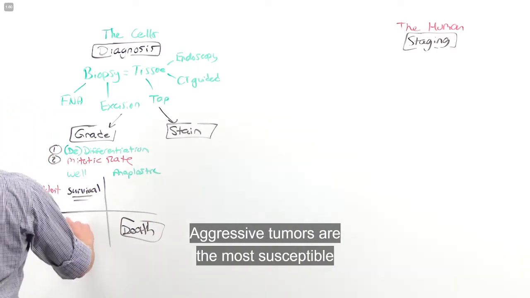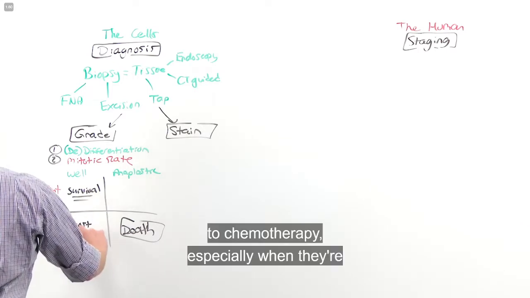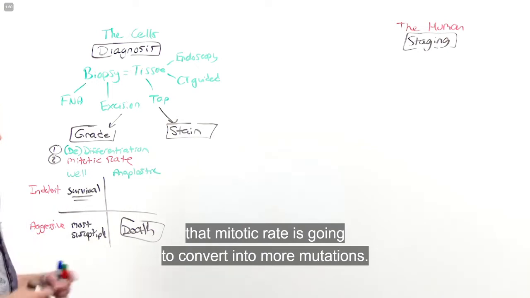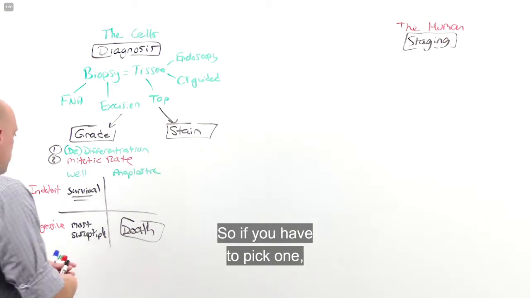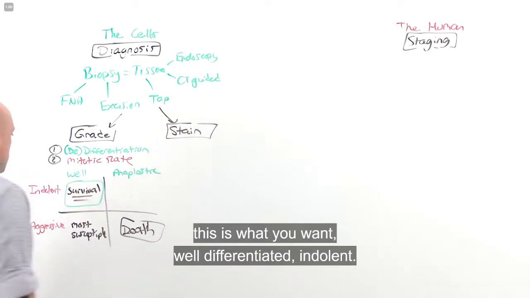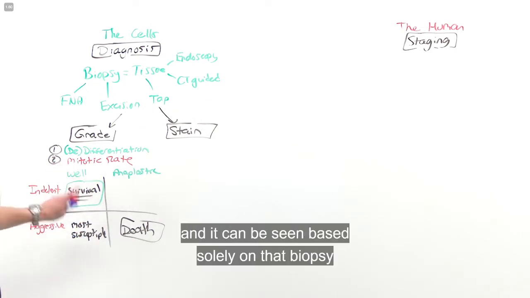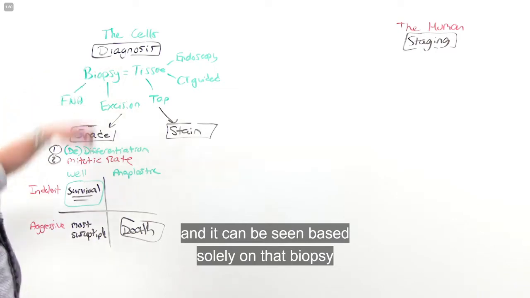Aggressive tumors are the most susceptible to chemotherapy, especially when they're well differentiated. But because they're aggressive, that mitotic rate is going to convert into more mutations. So if you have to pick one, this is what you want. Well differentiated, indolent. That's going to give you the idea of the grade, and it can be seen based solely on that biopsy that we did.